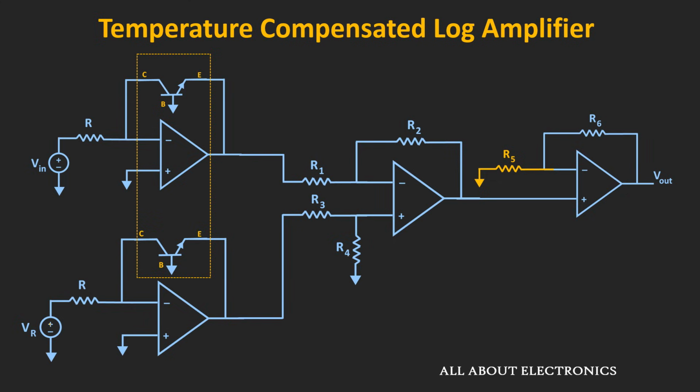Now in this circuit, instead of a single log amplifier, two log amplifiers have been used. In the first log amplifier, the input voltage is given, while in the second log amplifier some reference voltage has been given. And in these two log amplifiers, a matched pair of transistors is used. It means that both transistors have the same thermal voltage and the same reverse saturation currents. So now let us say that the output of this first log amplifier is equal to VA. So we can say that the output voltage VA will be equal to minus Vt times ln Vin divided by R times the reverse saturation current Is.